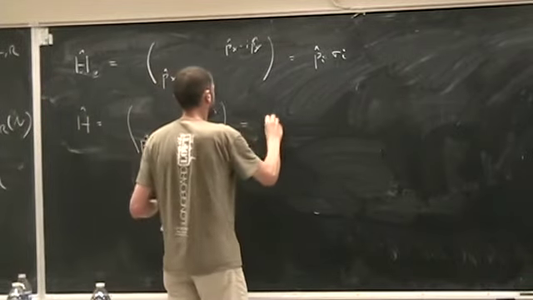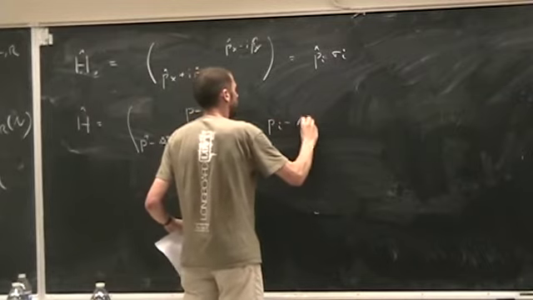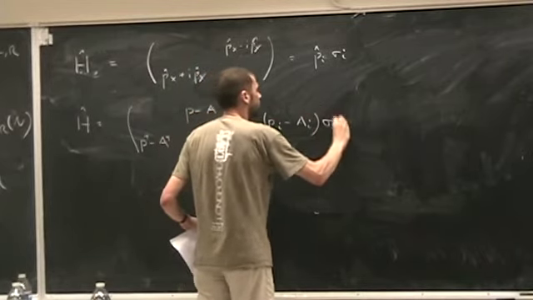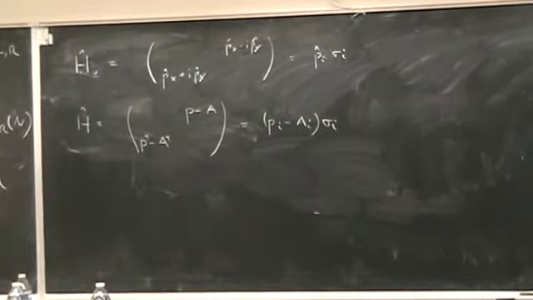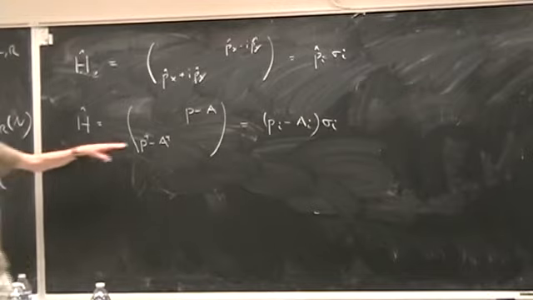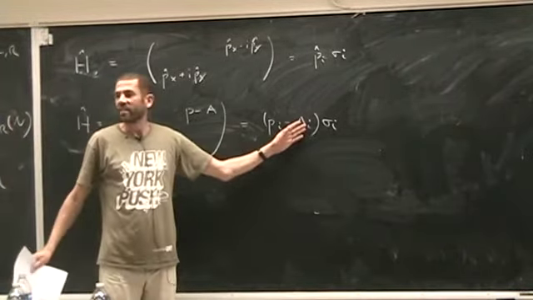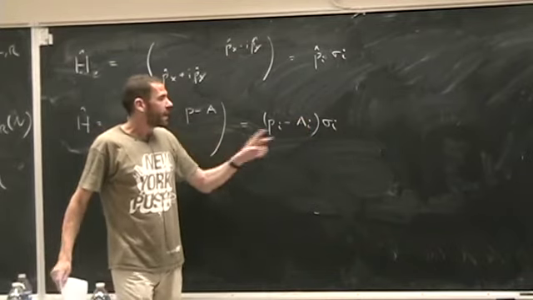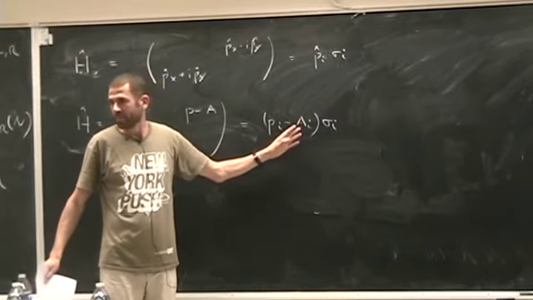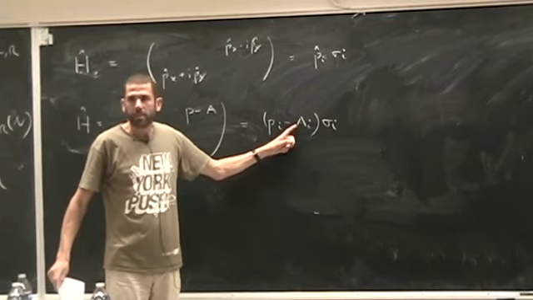So that is p_i minus A_i sigma_i. Now you can ask yourself what role this disorder will play. And the answer is: not much. Why?